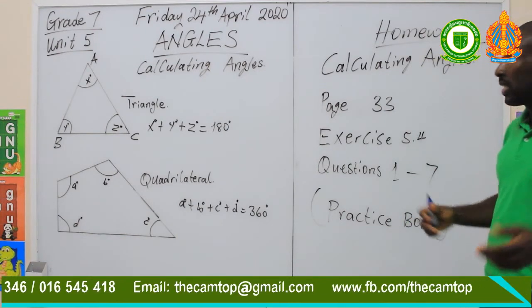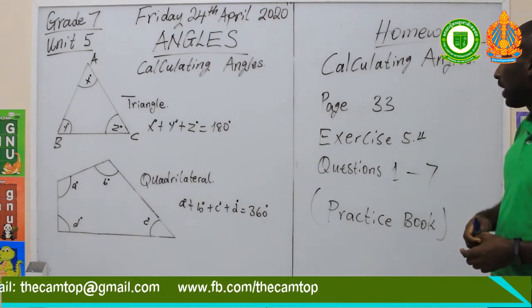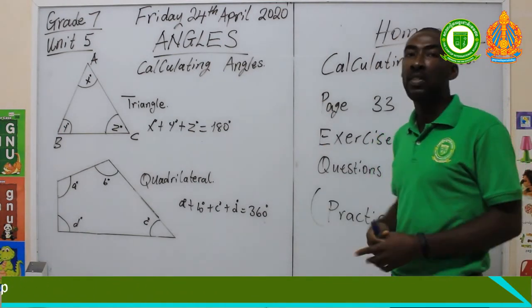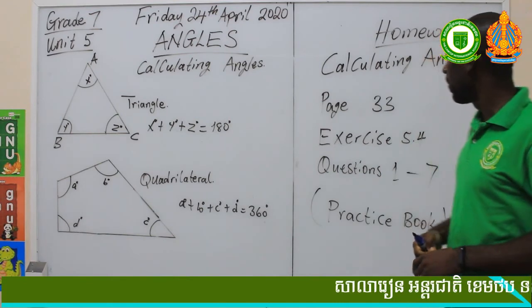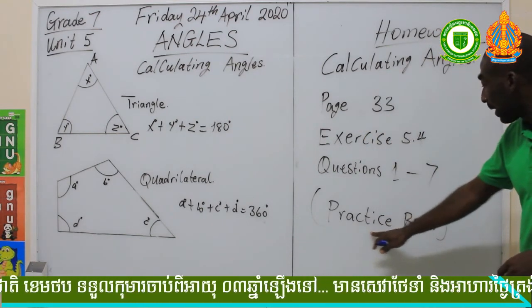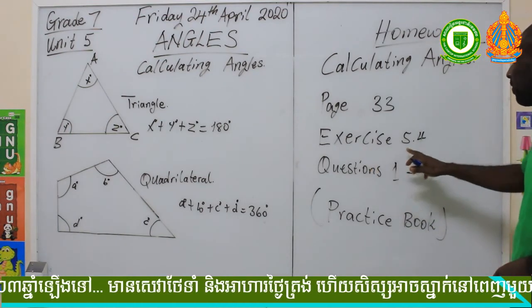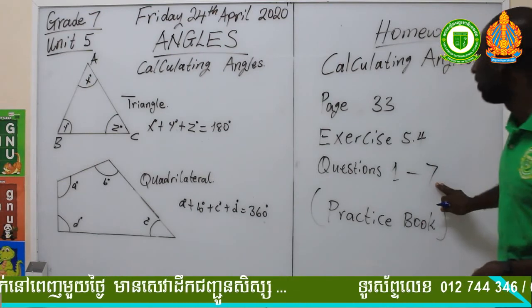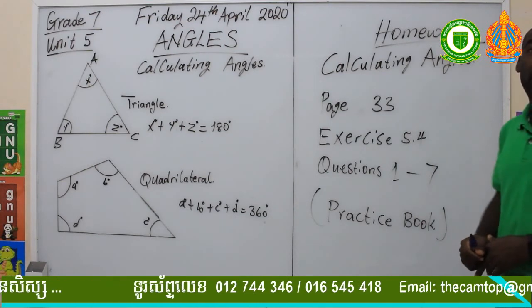We will finish our lesson by having a homework so that you don't forget your lesson about angles all the time. So you have an activity to do before our next class. Our homework is picked from page 33 of our practice book. We are doing exercise 5.4. We are doing question 1 up to 7. And this is enough to keep you busy.